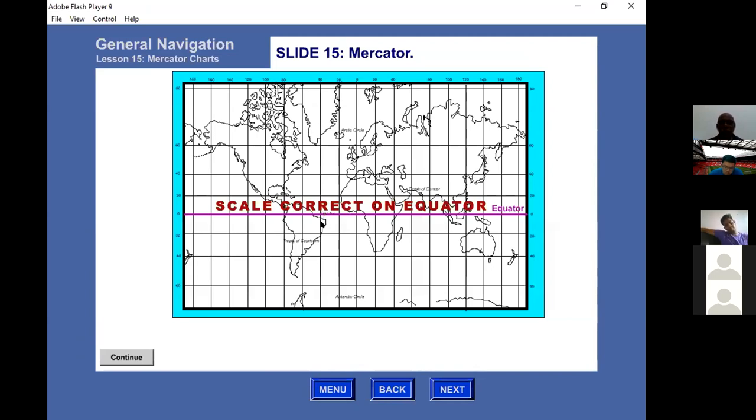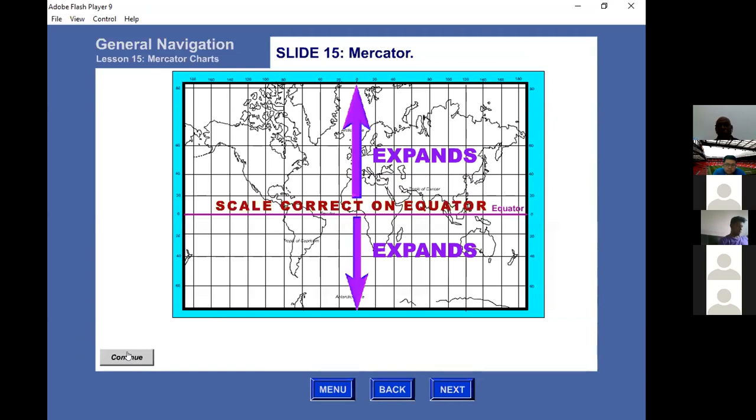Now let's see how this scale varies as we go north or south. There you are. So the scale expands. Hakimi, are you there? Yes, sir. I'm here. Okay. At what rate does the scale expand, north and south? It expands as some function of the latitude. What function of the latitude? Secant. Secant of the latitude. Absolutely right. Okay. So the expansion north-south is a function of the secant of the latitude. That is 1 by cos lat is the rate of the expansion of scale.